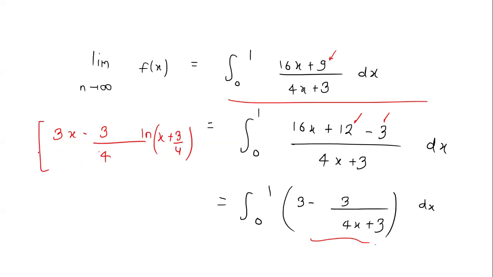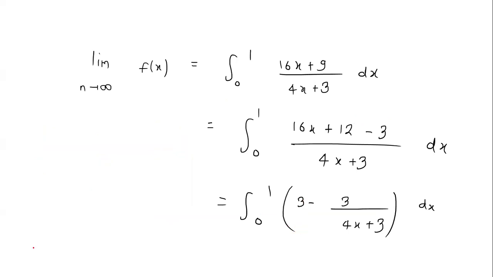And the integral is, so here actually this will come as 4. Because if you see this 16x plus 12 divided by 4x plus 3, it will cancel 4 times. So here it will come like 4. So there is a mistake here. So we can write this as 4 times x minus 3 by 4 ln of x plus 3 by 4.